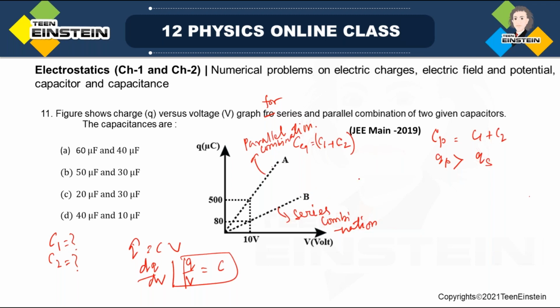Now one more thing, see, we know Q is equal to CV, which I was telling you now. So Q is equal to CV. That means if we plot Q versus V, then the slope of the curve, it is a straight line, we can write Q by V. That will give you C. C is the capacitance of the combination. So look from this graph, what I can write. Again, I'll just erase this part.